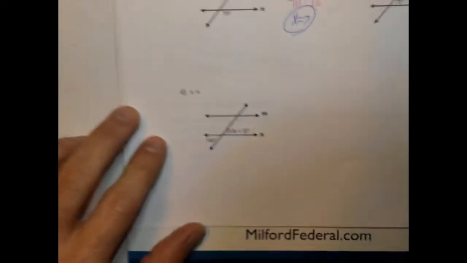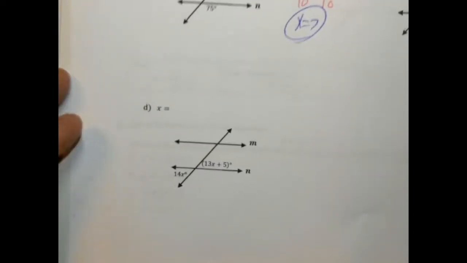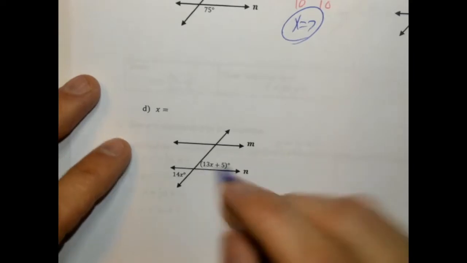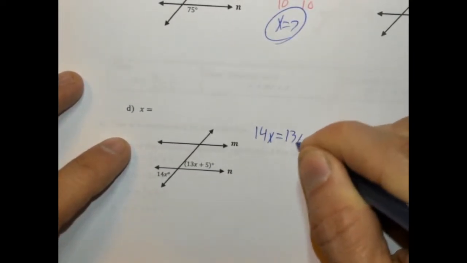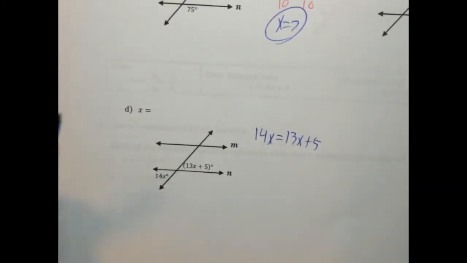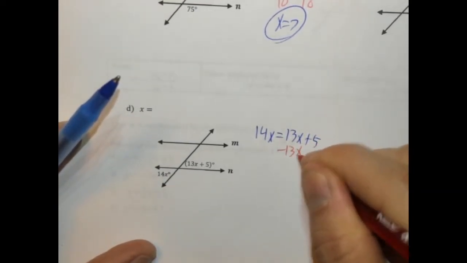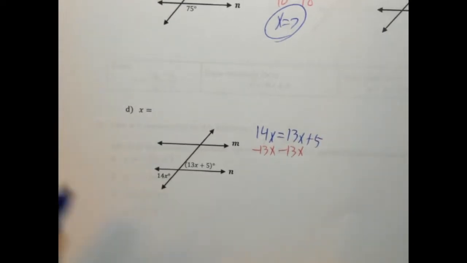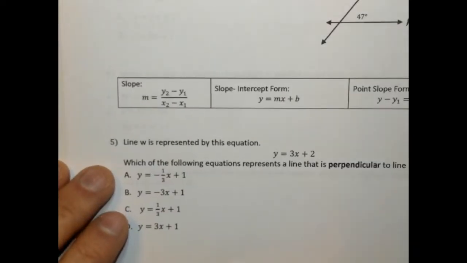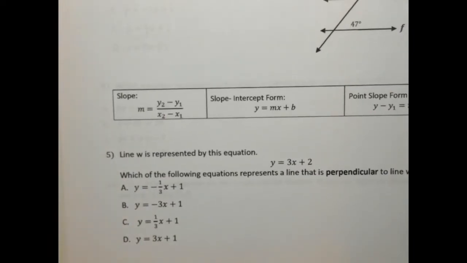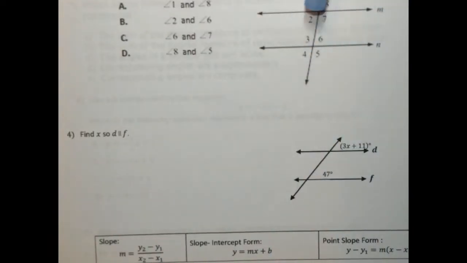Okay, last one over here on this page. So these are vertical, which means they're going to be congruent. So 14x equals 13x plus 5. Subtract 13x from both sides. And x will equal 5. Let me zoom out here so you can see a little better.